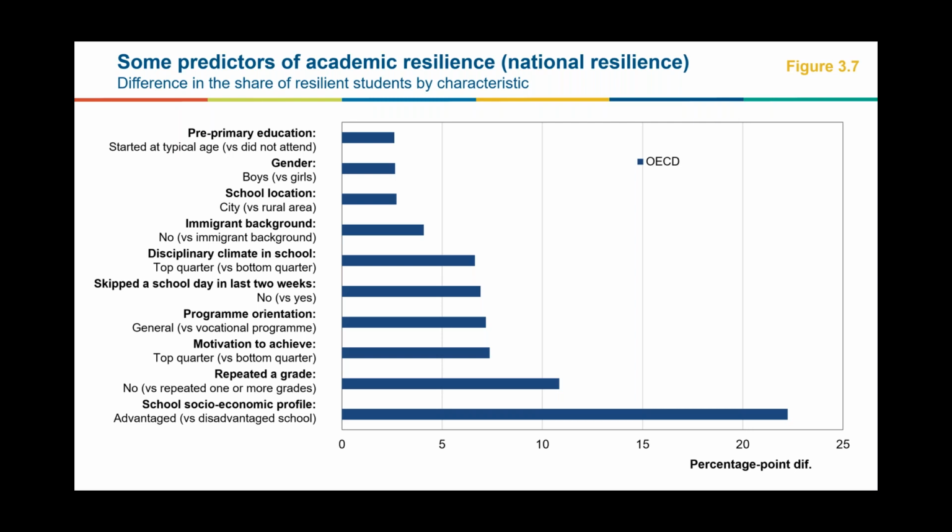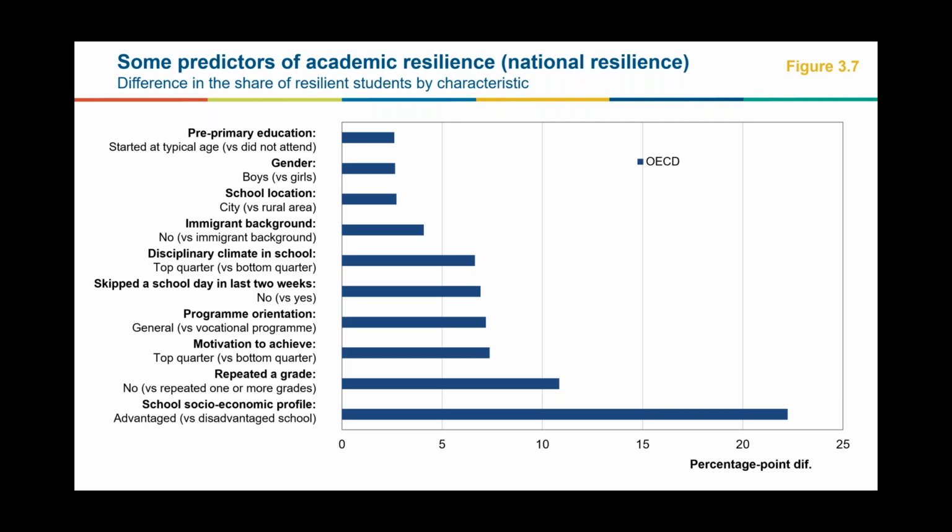Program orientation, that may be a selection effect. We can see that students opting for general versus vocational programs tend to be more resilient. Motivation to achieve, where students felt that drive, that level of motivation to do well, actually we could see they were more likely to overcome social disadvantage. Not having repeated a school year is an important driver. Those students who had repeated the school year were much less likely to be resilient.